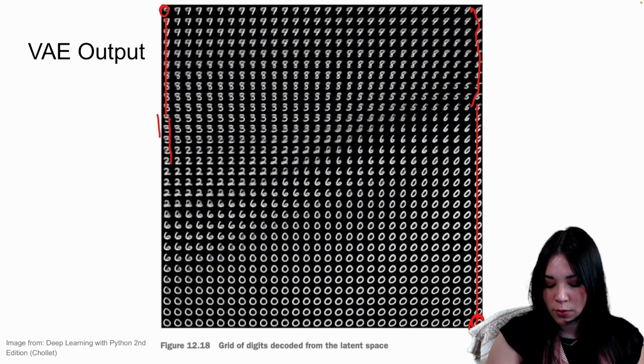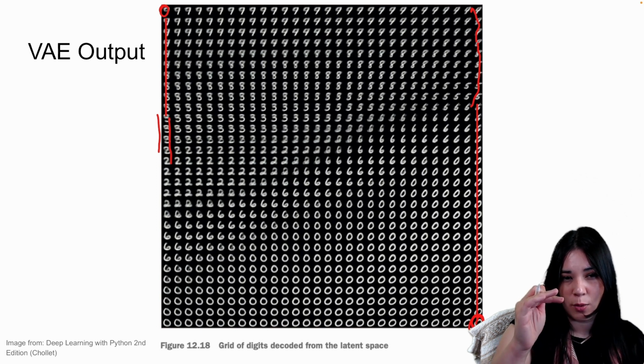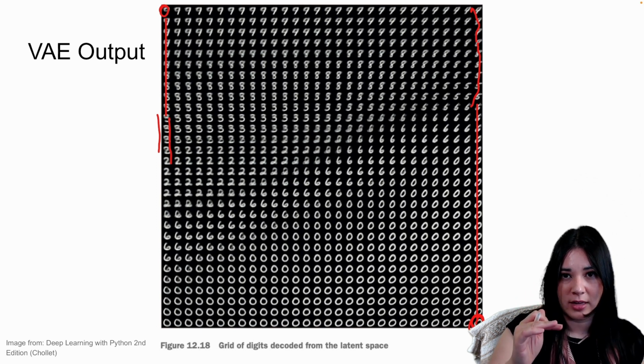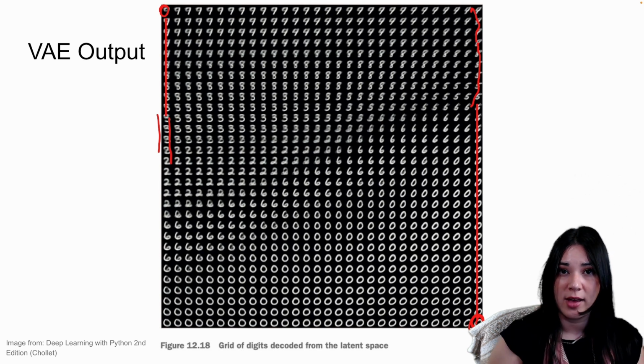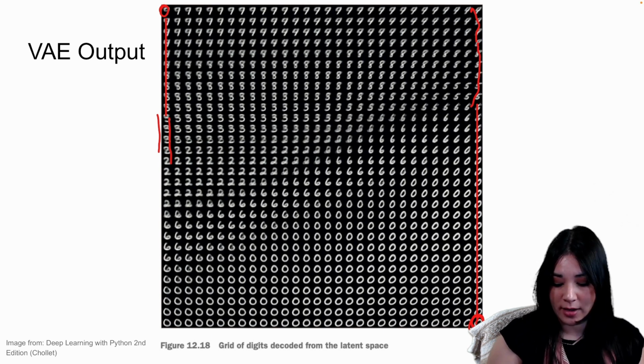And as we move through this space, we basically move from more and more like a 9 to more and more like an 8 to more and more like a 3 in a continuous way. And I don't know why you'd want to do this with digits, but this is useful because then we can ask, okay, I want something that's halfway between an 8 and a 3, and we can actually just sample something like that that's between an 8 and a 3.